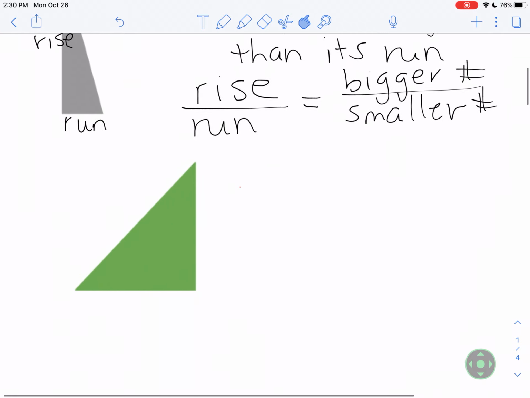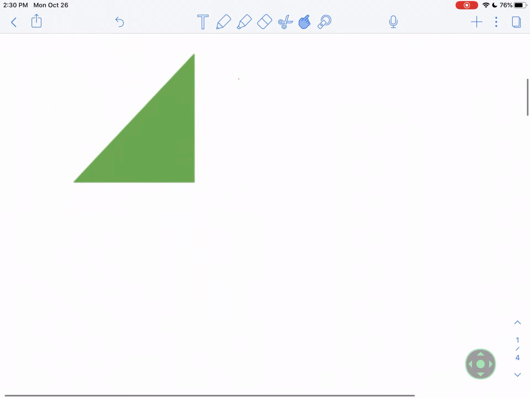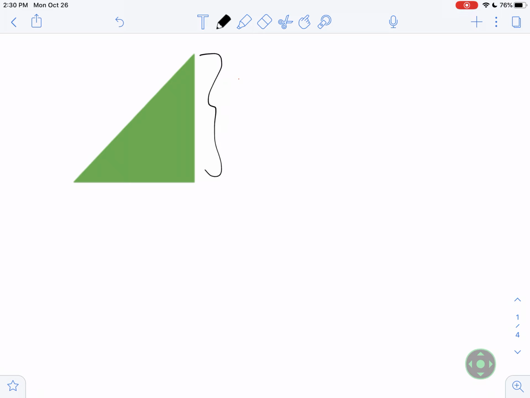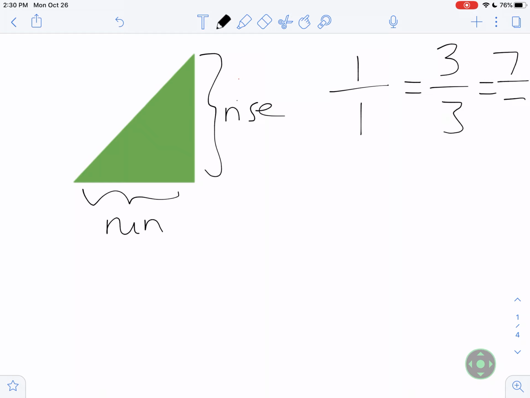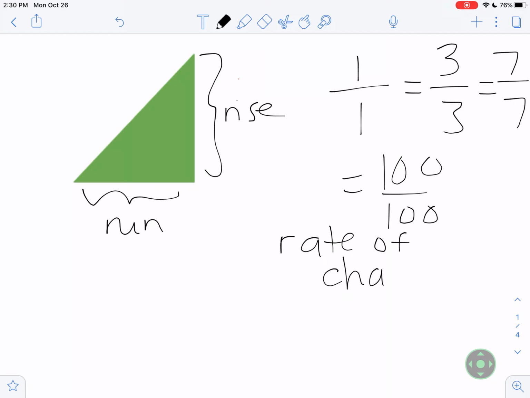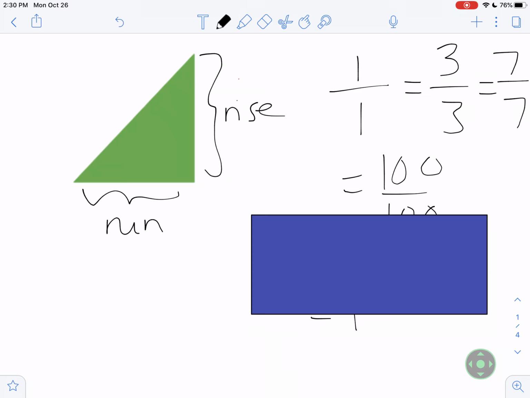So when we look at the steepness of this green ramp, to me it looks more like the rise and the run are about the same. When you divide numbers that are about the same, so 1 over 1 or 3 over 3 or 7 over 7 or 100 over 100, this all results in a rate of change or steepness of about 1. Rate of change is another word we have for how steep something is.